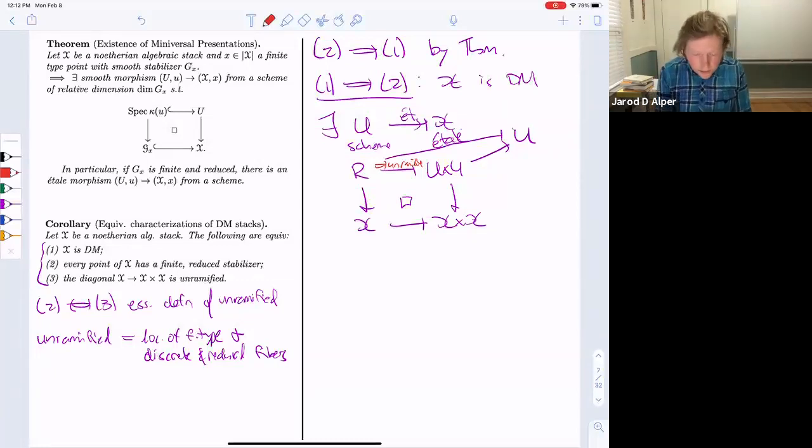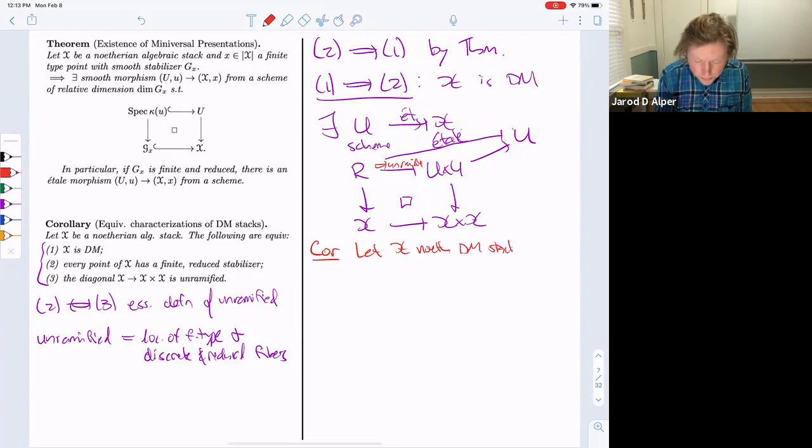And we could also give this other corollary, we can characterize algebraic spaces. So let X be a Noetherian DM stack. And then we want to claim that the following are equivalent. Let me impose a hypothesis. Let's assume the diagonal of X is representable by schemes. Then the following are equivalent. One is that X is an algebraic space.